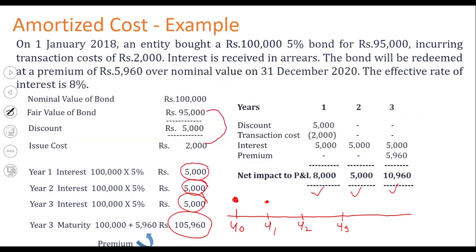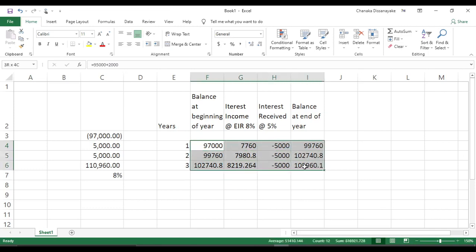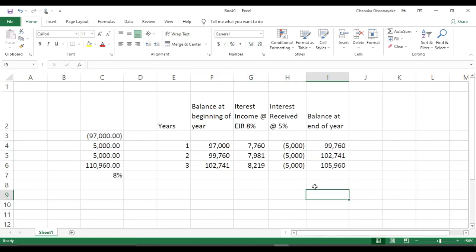105,960. Look here. If we take only 5,000 here, what will be the closing balance? 105,960. So this is the money that you receive at the end of the period. This is the amount that we are getting at the end of the period, 105,960. Technically at maturity we are receiving that balance as well.